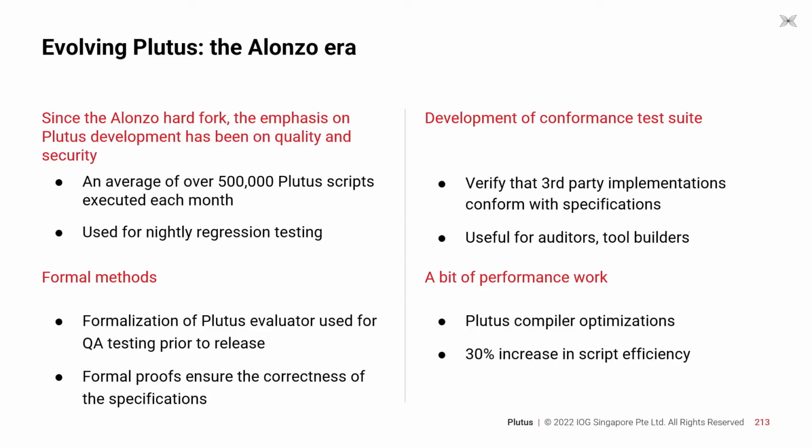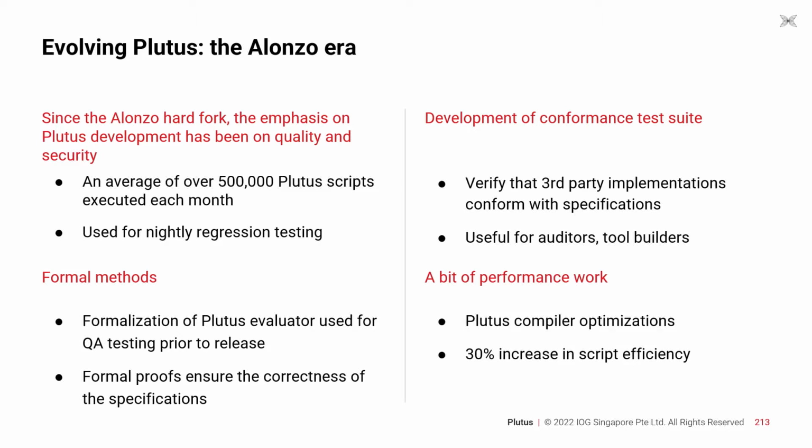Since then, one of the interesting things is we've seen on average about 500,000 Plutus scripts or more executed each month. Part of the reason that I know that is that our team actually uses those scripts. We have a nightly regression system that takes all the existing scripts and runs them to check the implementation of the new code that we're working on. So we're always focused on quality there.